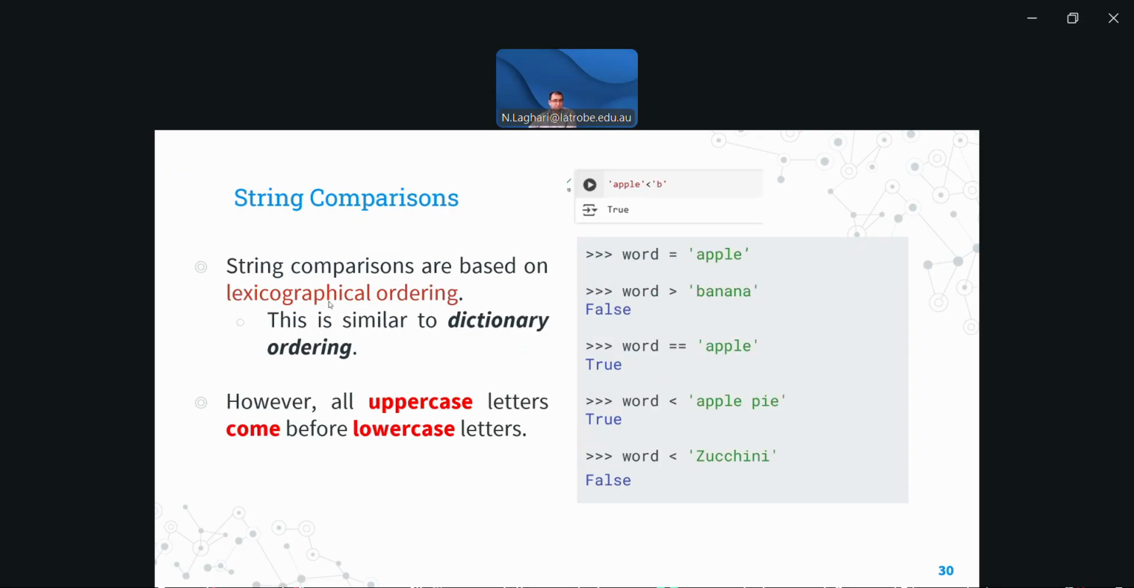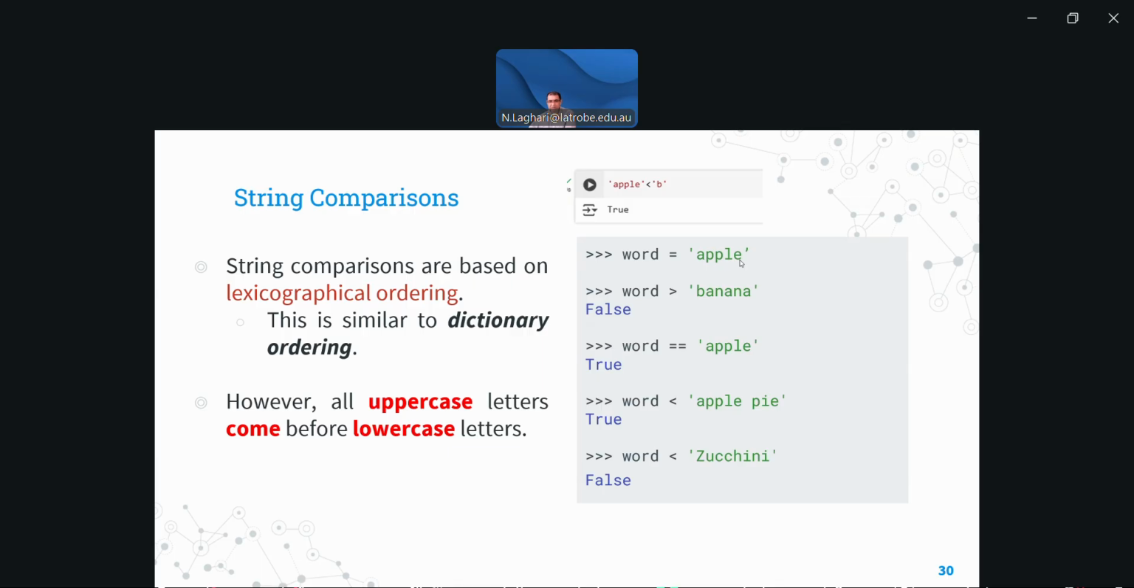Now, string comparison. String comparisons are based on a very specific term called lexicographical ordering. Lexicographical ordering is the ordering present in a dictionary, where apple comes before banana, because A appears first in the order. So when we compare words, let me show you.